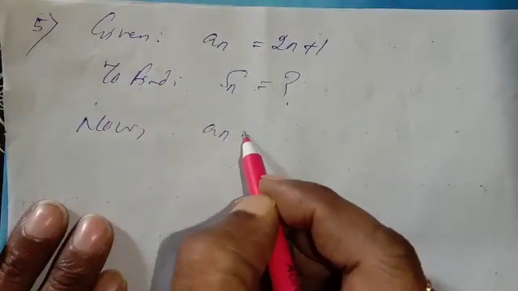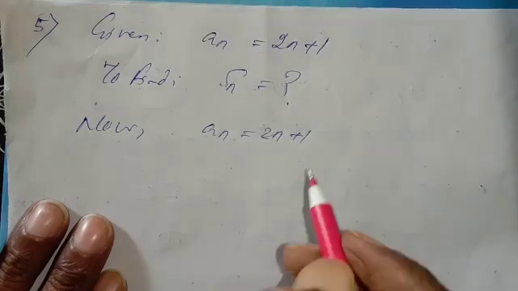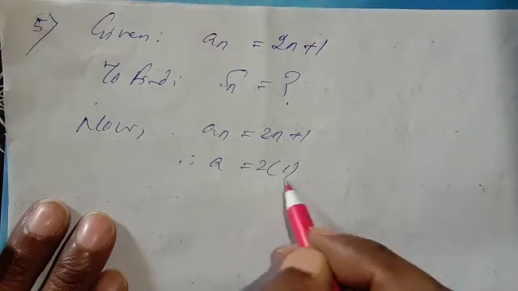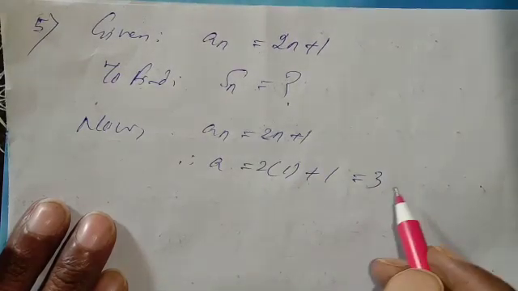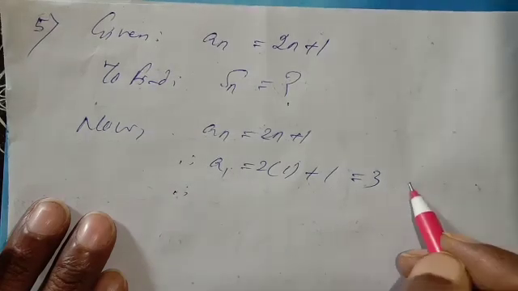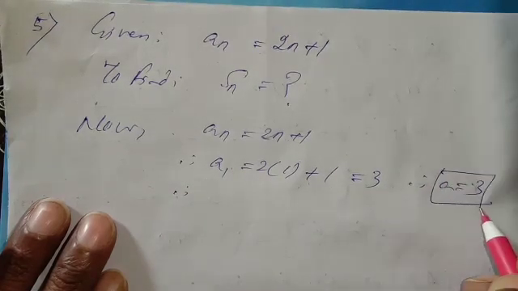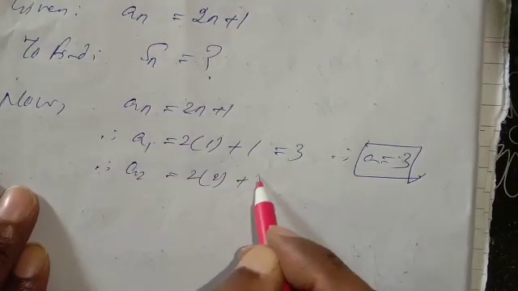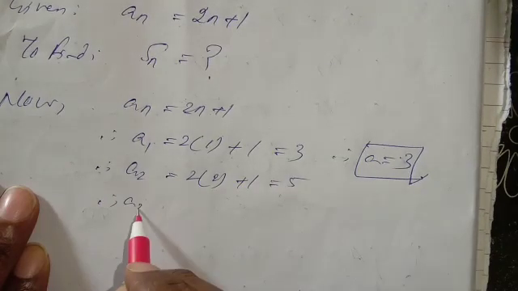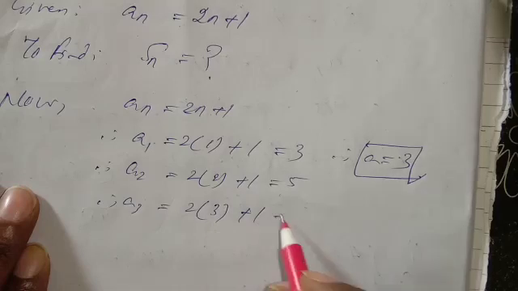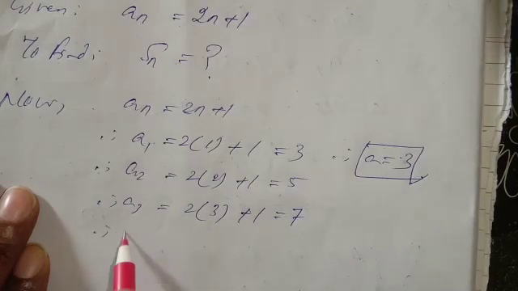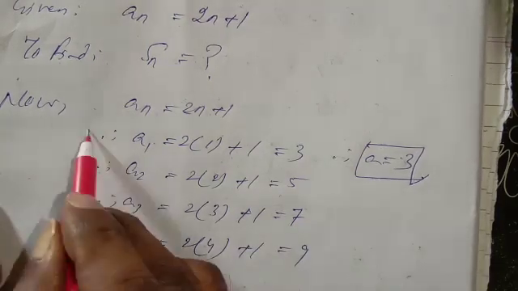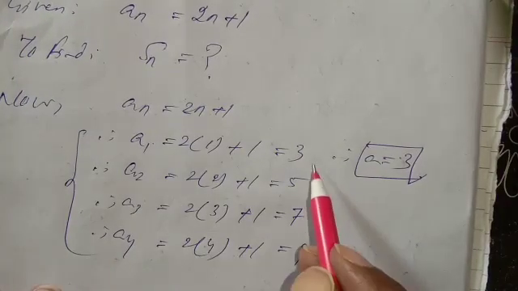As the nth term is equal to 2n plus 1, I can easily find a1 by putting n equal to 1. That is the first term, and it is 3. So a is equal to 3. Next, putting n equal to 2, that is 2 into 2 plus 1, gives the second term, 5. Next a3, 2 into 3 plus 1, 6 plus 1, is 7. Up to 4, 2 into 4 plus 1, is 9.